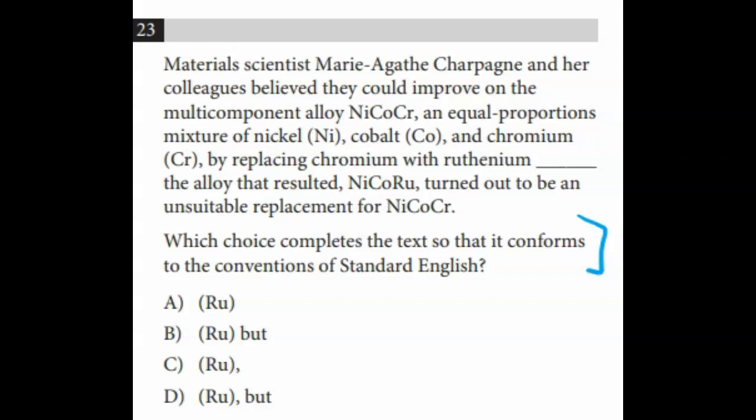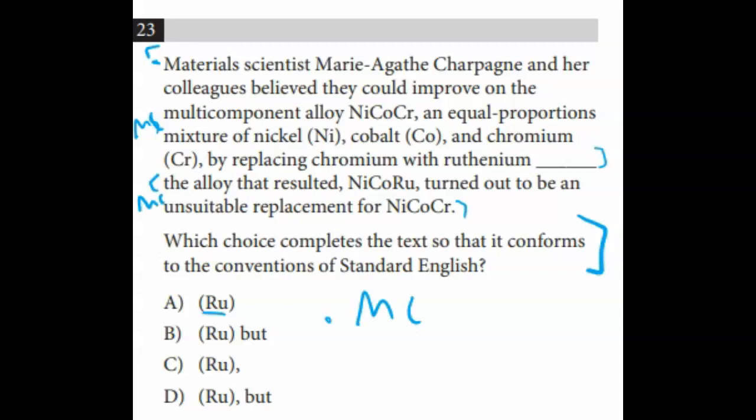Okay, so immediately I see that this is a main clause, and it's separating a main clause. You could read from the beginning to Ru as one main clause because it's a sentence that can stand on its own. Materials scientists and her colleagues believe they can improve the alloy of equal proportions of nickel, cobalt, chromium, replacing chromium with ruthenium. And then you could put a period and say the alloy that resulted turned out to be an unsuitable replacement. So this is also a main clause.